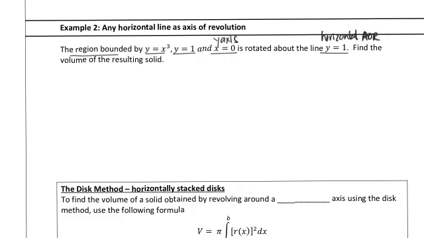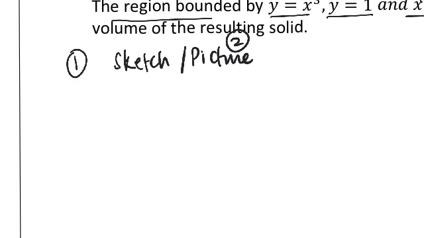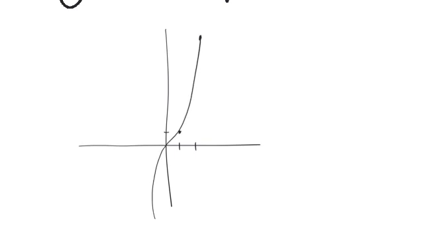Okay, and we are finding the volume of the solid. So step 1 is the sketch and picturing the region. That's really step 2, the picturing of the region. Okay, so the sketch is we are looking at y equals x cubed. So that will be something like this, 1, 1, and then 2, 8. So that's this graph of x cubed.